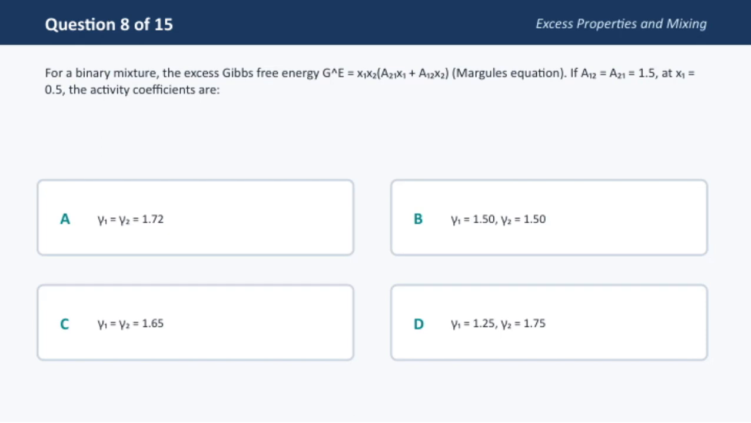Here, we're looking at how activity coefficients vary in a binary mixture using the Margules equation. This equation helps us understand excess Gibbs free energy, which tells us about interactions between components. When the interaction parameters are equal, like A12 and A21 both at 1.5, the activity coefficients at an equal mix are the same. This slide shows different sets of gamma values, illustrating how subtle changes affect the mixture's behavior. It's a key step in predicting how components will interact when mixed.